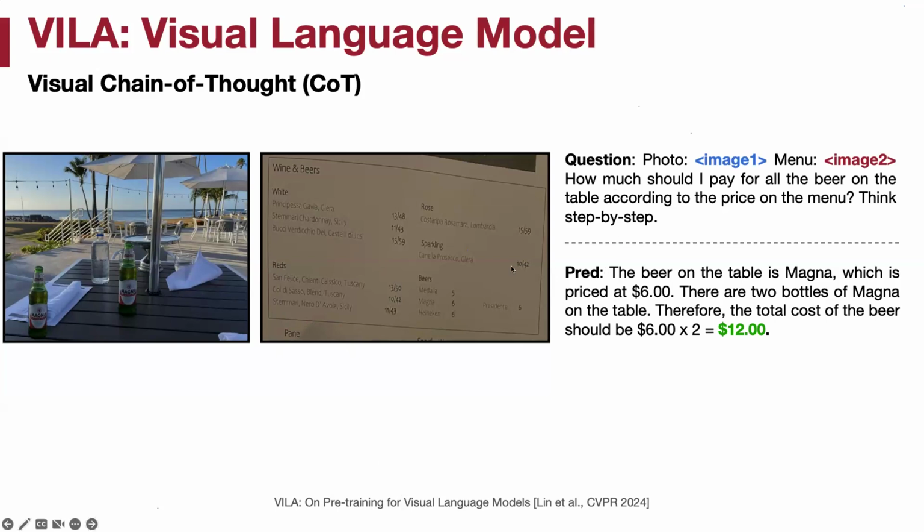So the question is, we feed, for example, this photo and this menu, and ask how much should I pay for all the beers on the table? And the model is able to see, okay, the beer on the table is Magna, and according to the menu, it is priced at $6. Then there are 2 bottles of beer, and now the overall price is $12. So you can see the way the language model gradually solves this problem based on the visual features. This is quite an appealing property.